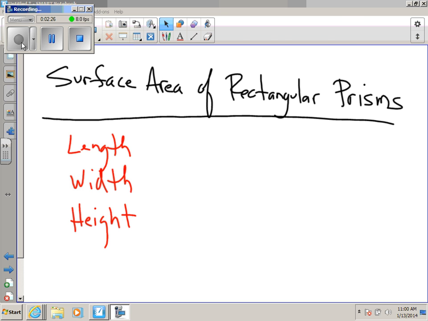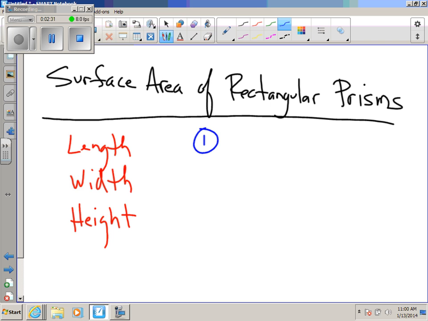Let's take a look at number 1 on your worksheet. Surface area of the rectangular prisms. And there's a real simple way of doing this. We have these 3 dimensions, L, W, and H. 3 measurements. Now, on that rectangular prism for number 1, do you see 3 measurements? Okay, very good. Those 3 measurements are the measurements we're going to use to find out the surface area.